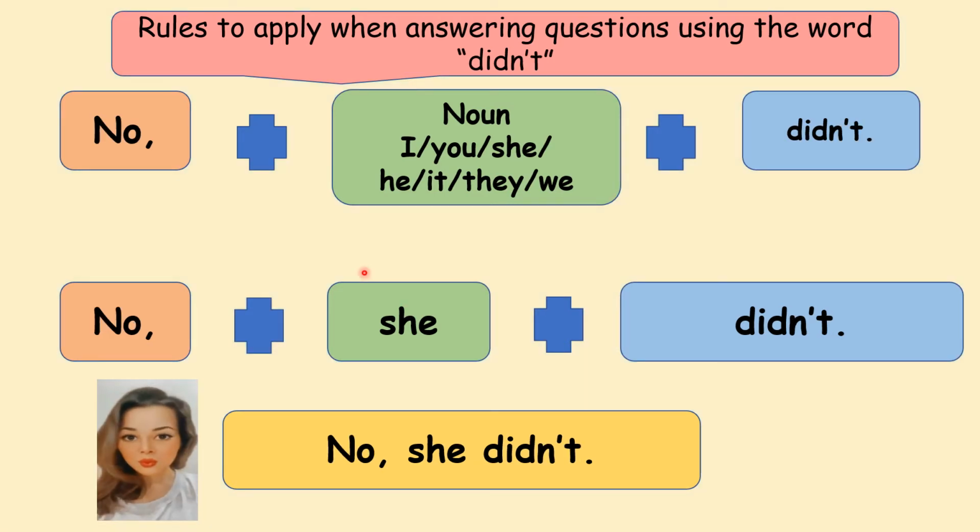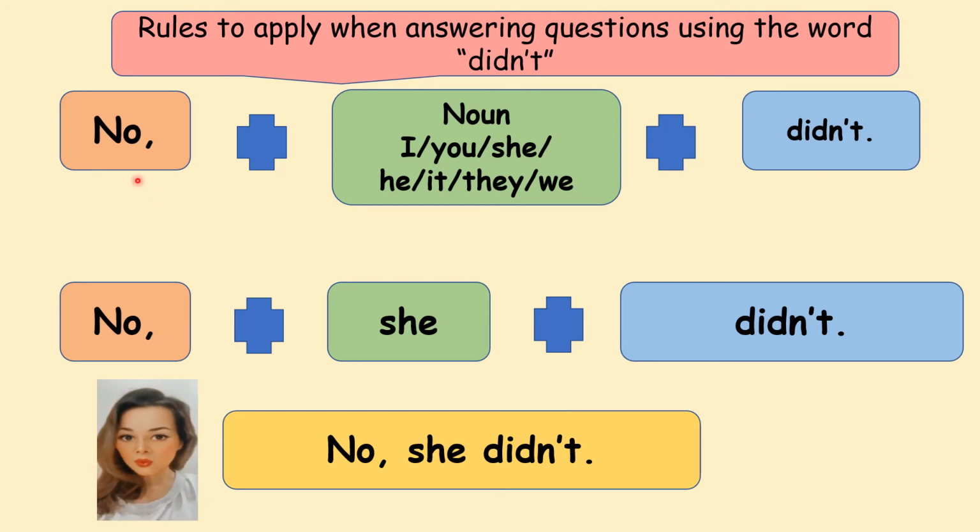Now what about when we disagree? Disagree meaning to say we're saying no. Okay, we're saying no. Look at the lady here. She is shaking her head from left to right, saying no, or she's denying or disagreeing to the question. For example, the question asks, did she swim? Okay, but she says no.